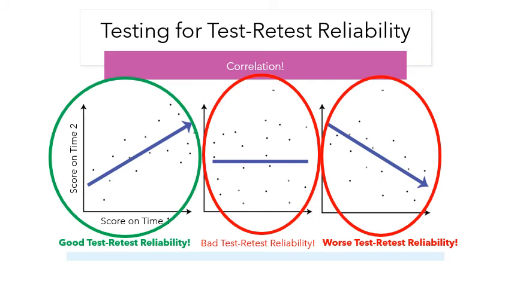So if the score at time one relates very highly with the score at time two, then we have good test-retest reliability. Whereas if there's no correlation between the two, then that's bad test-retest reliability. And if you see a negative correlation, where the time one score relates negatively with the time two score, then you have really bad test-retest reliability, saying one is the complete opposite of the other. So in order to test for this reliability, you look for a positive correlation, and the higher that positive correlation, the better test-retest reliability you have.